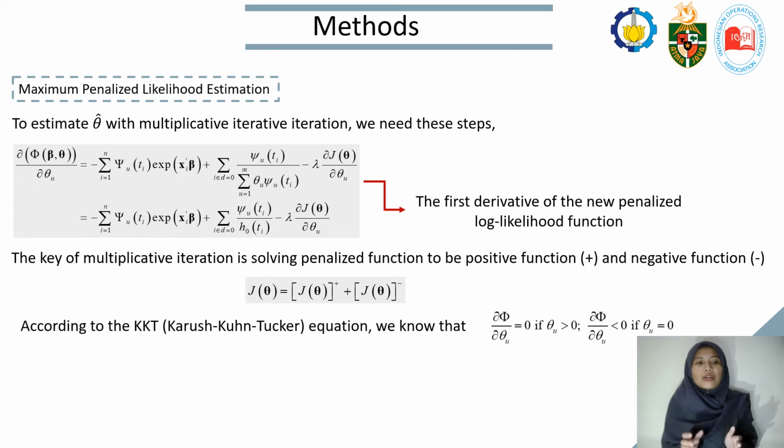According to the Karush-Kuhn-Tucker equation, we note that the first derivative of the new penalized log likelihood function with respect to theta will be equal to 0 if theta has a value more than 0, and the first derivative will be less than 0 if theta is equal to 0. But in this research, the first derivative of the new penalized log likelihood function should be equal to 0. So here is the formula.